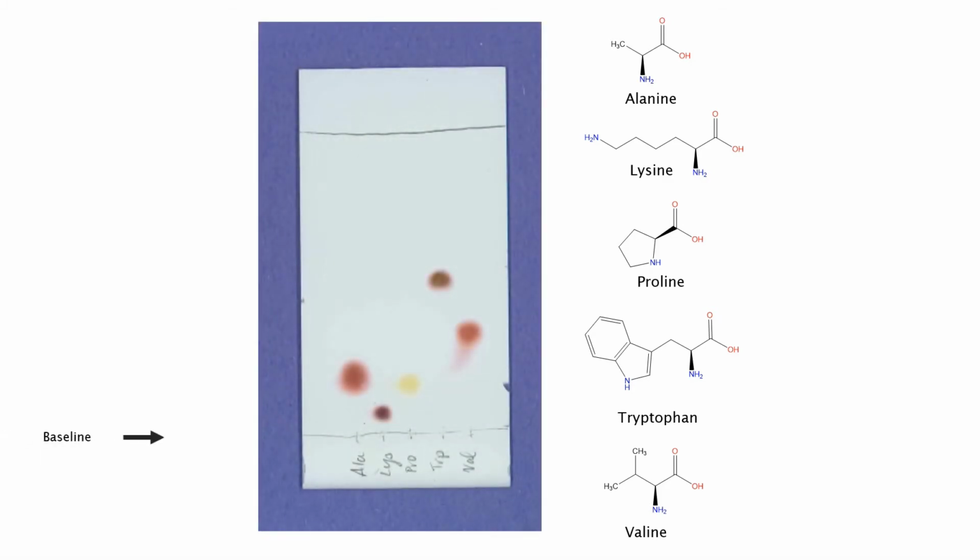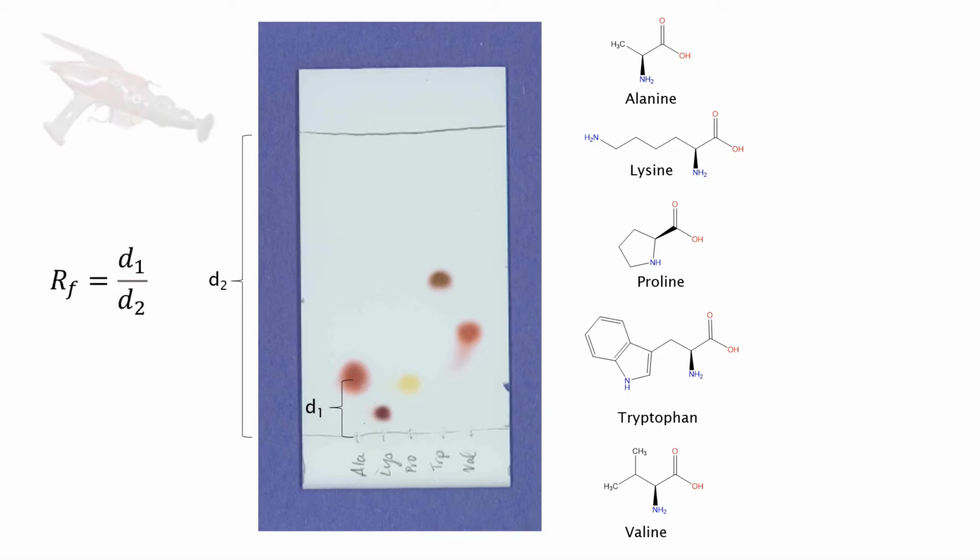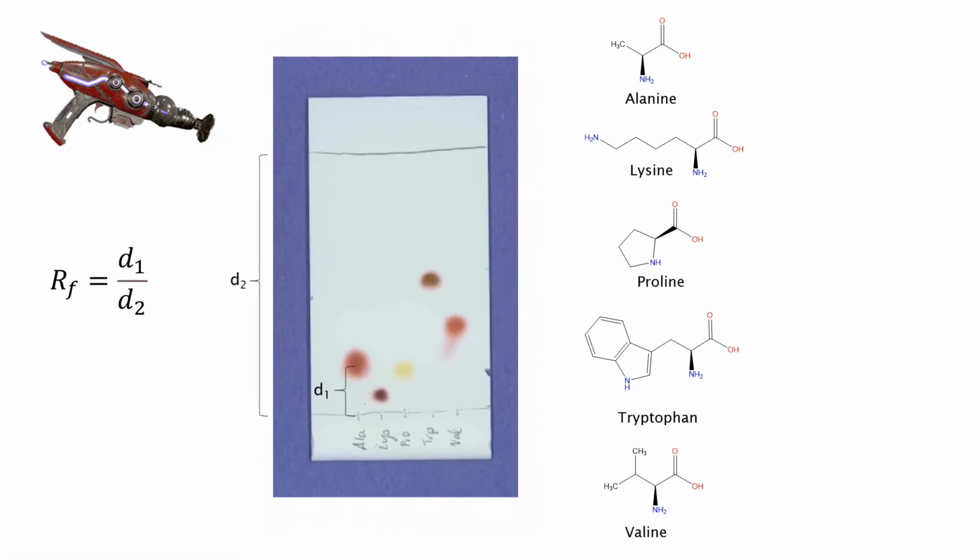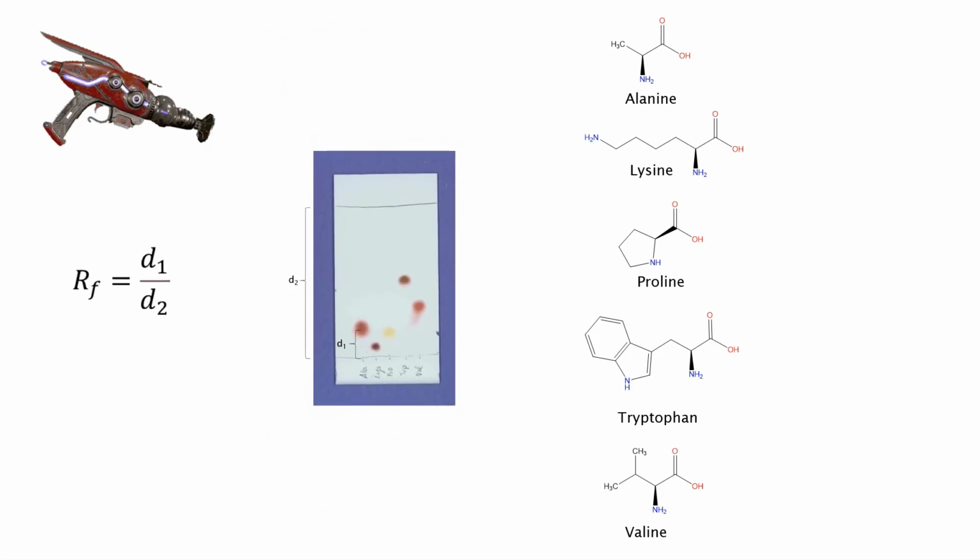What we're going to look at is the baseline, the distance of the spot, and the distance of the solvent front. The distance the spot traveled is D1, the solvent front is D2, and the retention factor is just the ratio, D1 to D2. This is important because if you had a smaller TLC plate, you'd have a smaller D1 and a smaller D2, but the Rf should be the same.